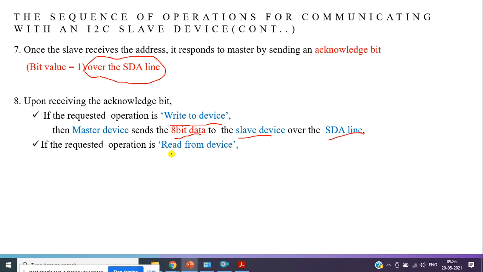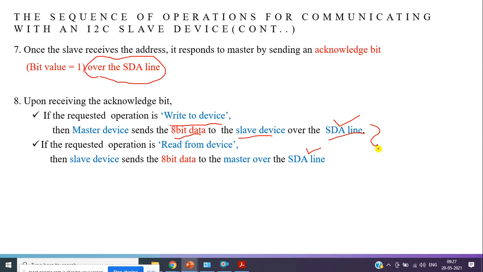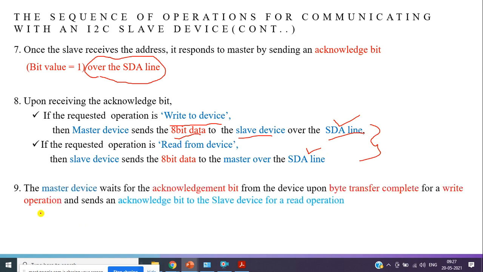Okay, if the request is read from the device, if it is that operation, then the slave sends the data to the master device. The other way I can call it is that the master receives the data from the slave device. So again, the data reception or the data transfer, both must happen through the data line itself, which is the SDA bus. Okay, now ninth, the master waits for the acknowledgement bit upon byte transfer of data.